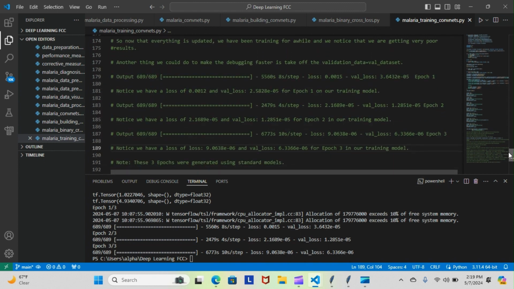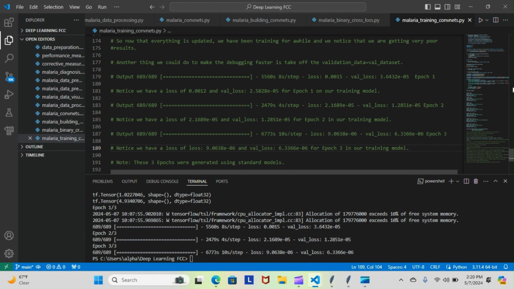So first and foremost, our first output was this one here. You notice that we have a loss of 0.0015 with a value loss of 3.6434 for our first epoch. Now you can see the major difference in the two numbers here. The values aren't supposed to be that far apart. So this was the first epoch that our training model ran, and it's supposed to get better as they go. As you can see, the second one was a 2.1 for the loss, and the value loss was a 1.2. So it is getting closer.